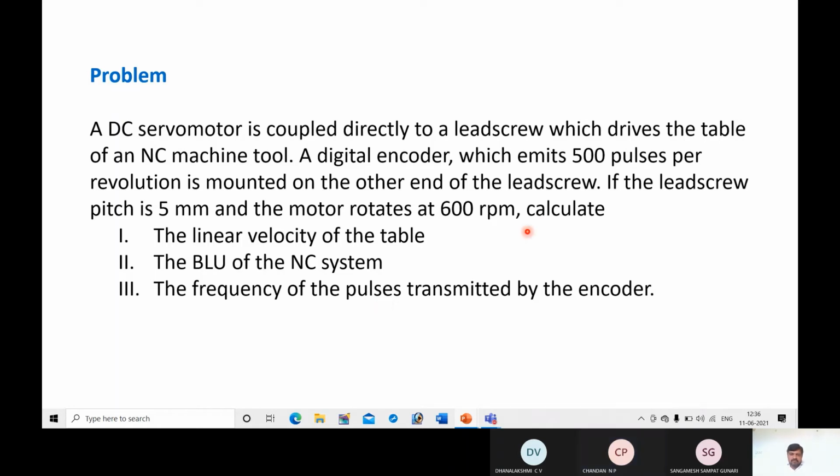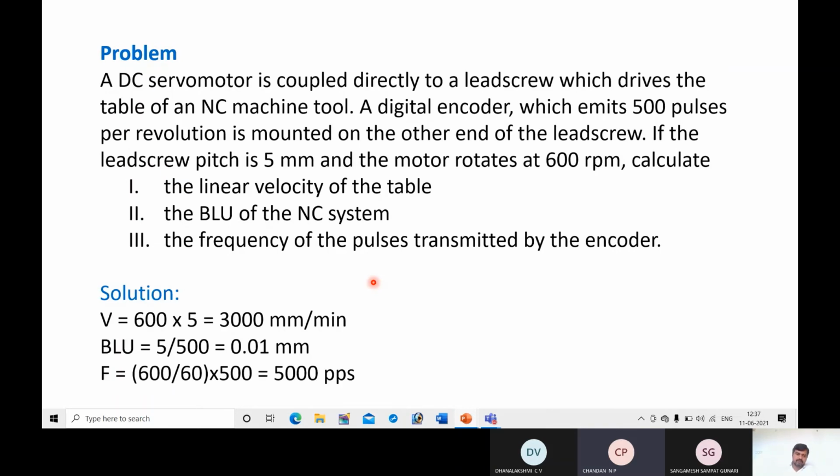So you know, 600 revolutions per minute. For each revolution there are 500 pulses. So 500 into 600 will give you pulses per minute. Divide that by 60, you will get pulses per second, 5,000 pulses per second.